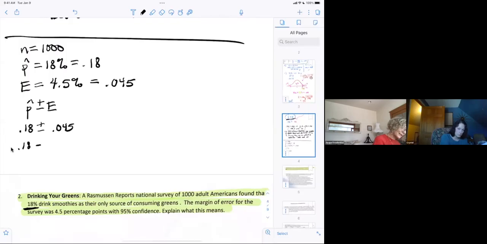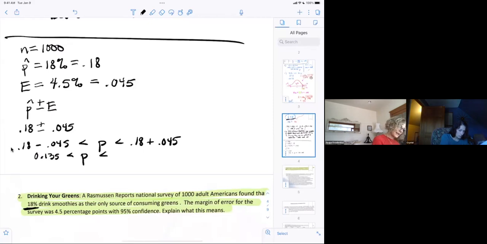plus or minus the error, is 0.18 plus or minus this error 0.045. So 0.18 minus 0.045, I'm estimating my population proportion p. So 0.18 plus 0.045 will give me the upper bound. So 0.135 is the lower bound, and 0.225 is the upper bound. So we didn't have to calculate error. The margin of error was already given to us. But we calculate our confidence interval based off of the margin of error and the point estimate.